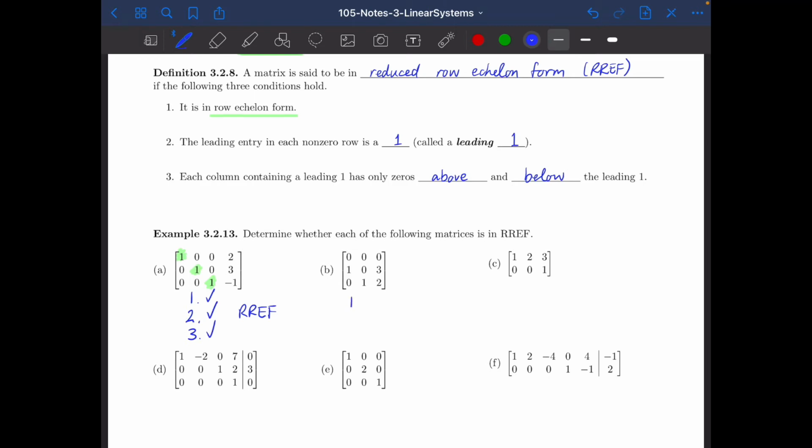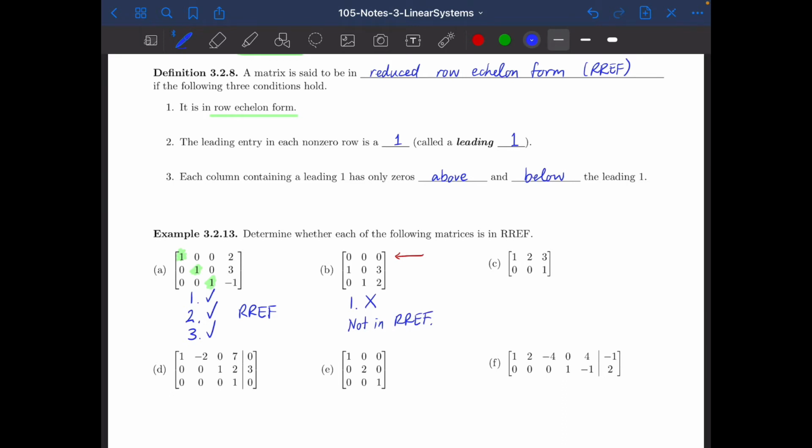Let's look at the matrix in part B. First, we want to check if this matrix is in row echelon form. And we notice that there is a row of zeros in the matrix, which is not below every row containing non-zero entries. And so this matrix is not even in row echelon form. And so the first condition is not satisfied. And so right away we can say that this matrix is not in reduced row echelon form, since it isn't even in row echelon form.